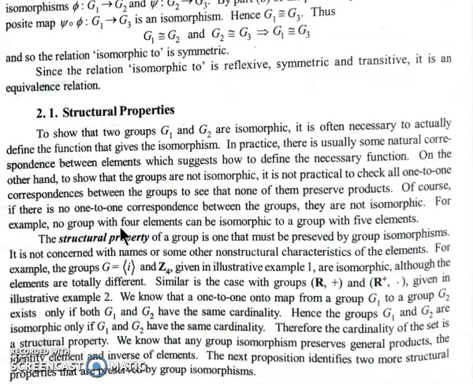This means structural properties, the definition is a property of the group that is preserved under group isomorphisms. The definition is: a structural property of a group is one that must be preserved by group isomorphisms. As we know, G equal to the group generated by i, and Z4 are isomorphic.